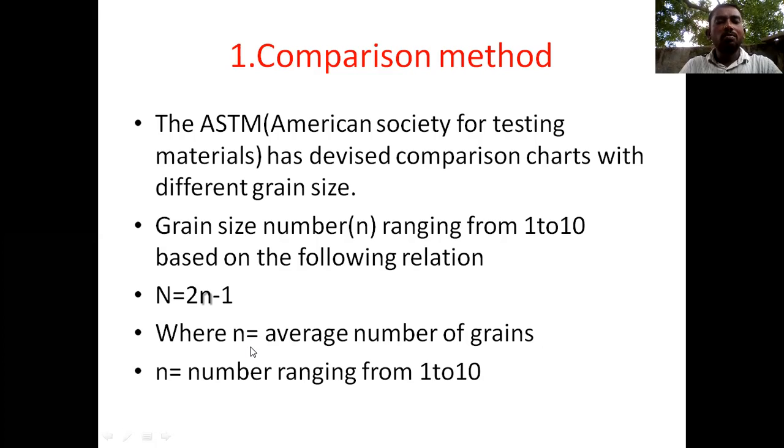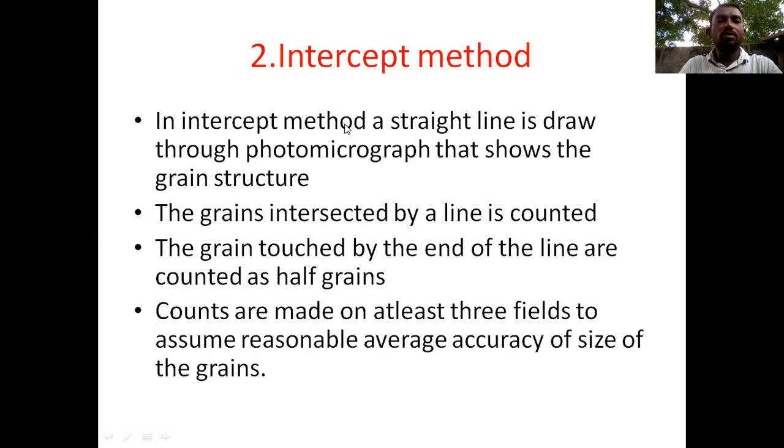So where small n equals the ASTM grain size number, ranging from 1 to 10, and capital N equals the number of average grains. This one we can call the comparison method. Next comes the second one, the intercept method. In the intercept method, a straight line is drawn through the photomicrograph that shows the grain structure.